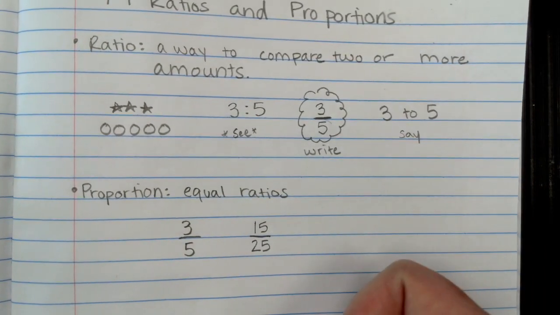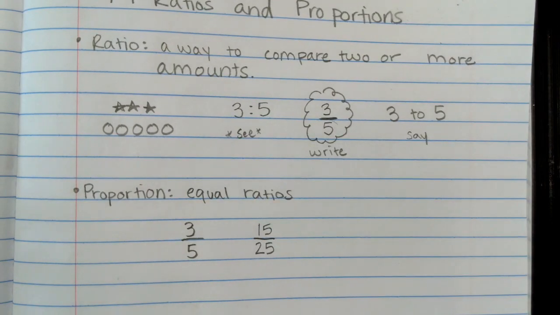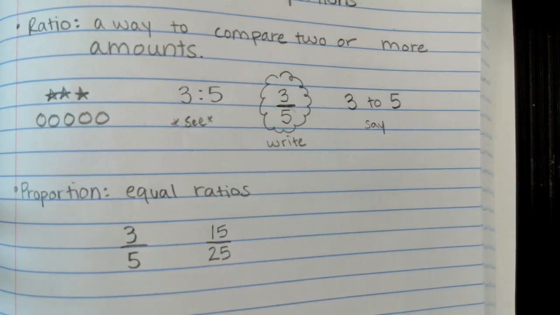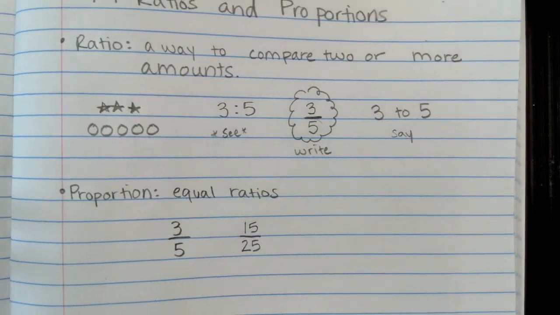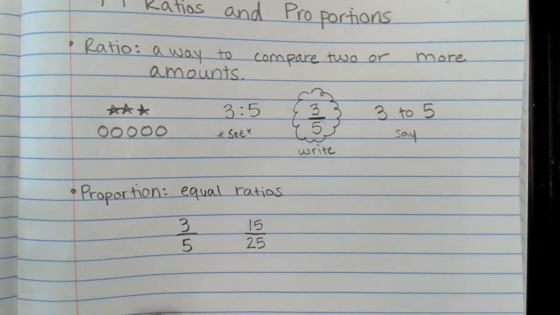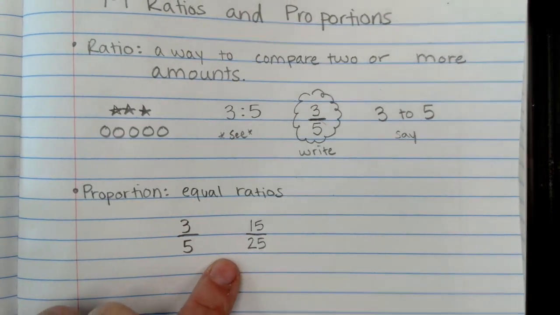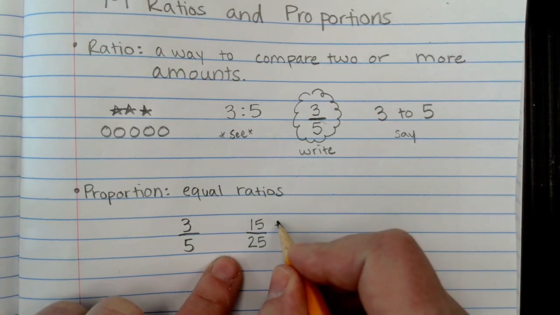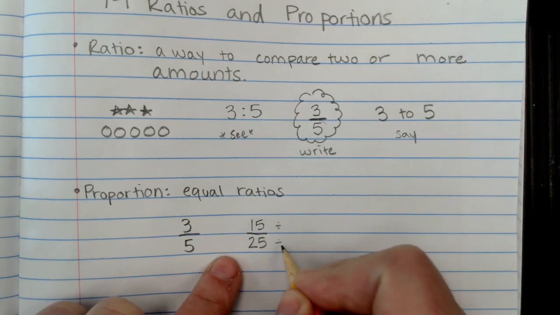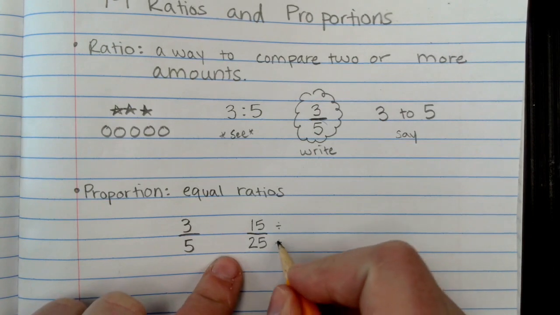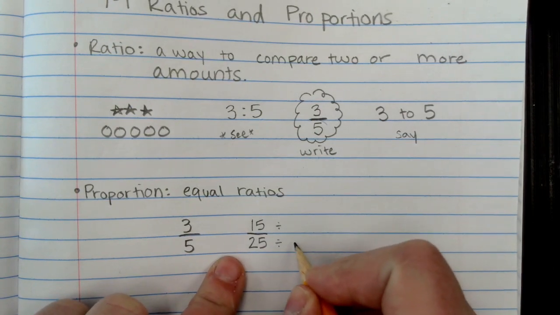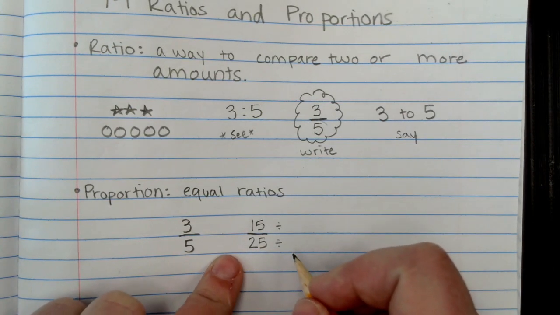Are those the same fraction? They don't necessarily look the same, but could we make them the same? Could we simplify the fraction? Yes. What can we divide 15 and 25 by? Does somebody else know? Who? Hold on.